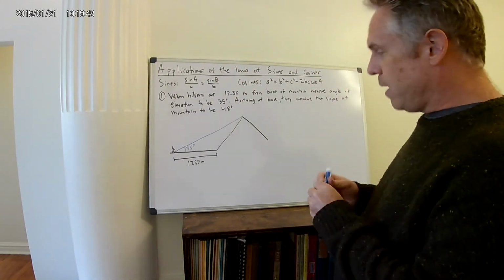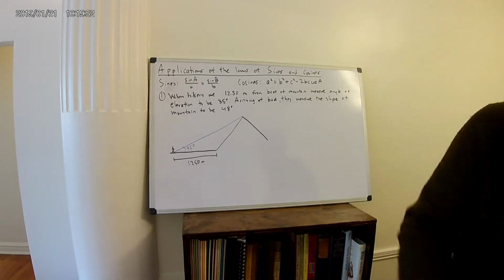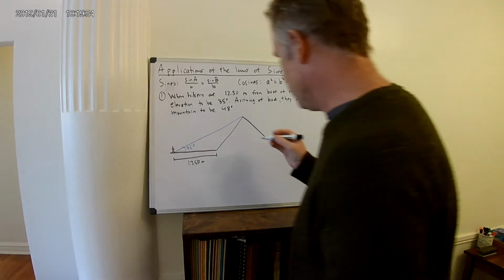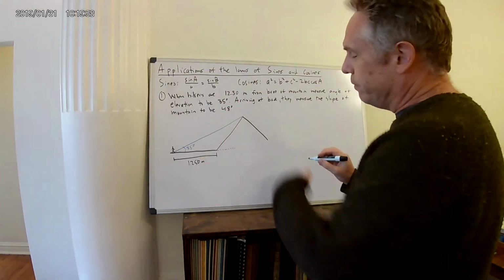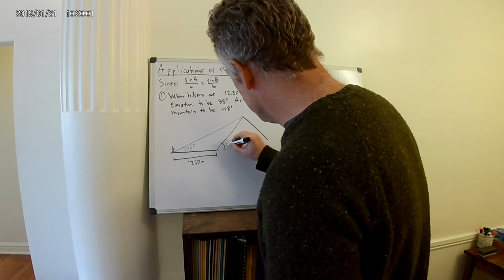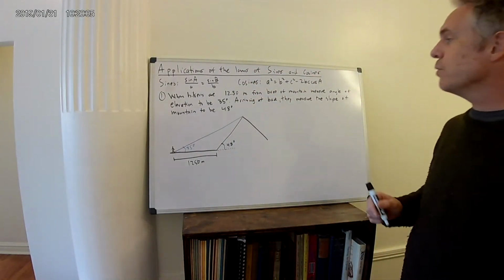And then they hike to the base of the mountain, and they measure the slope of the mountain to be 48 degrees. So the way I can indicate that is I can continue a dotted line that's perfectly flat. And what that means is the slope of the mountain is 48 degrees steep. So this angle is 48 degrees.